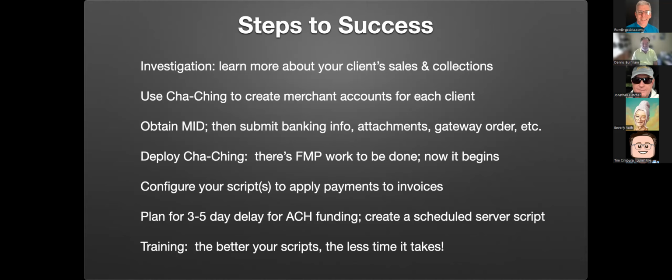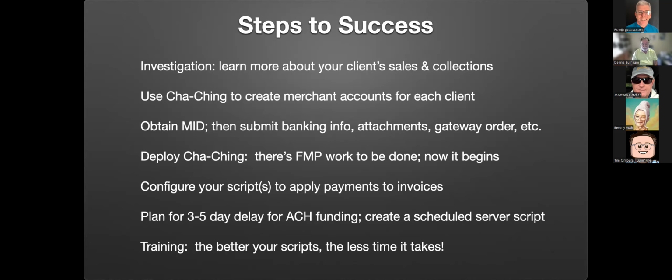First thing is you would have to learn, how are they handling sales and collections at the moment? Then you would use the Cha-Ching add-on, or running it as a virtual terminal, whichever way you want to do it, in order to create the merchant accounts that are needed for each of the clients. That results in you obtaining a merchant ID number, and then that allows you to submit their banking information, their gateway order, all the different things that come out of that application process. And then you begin to deploy Cha-Ching.